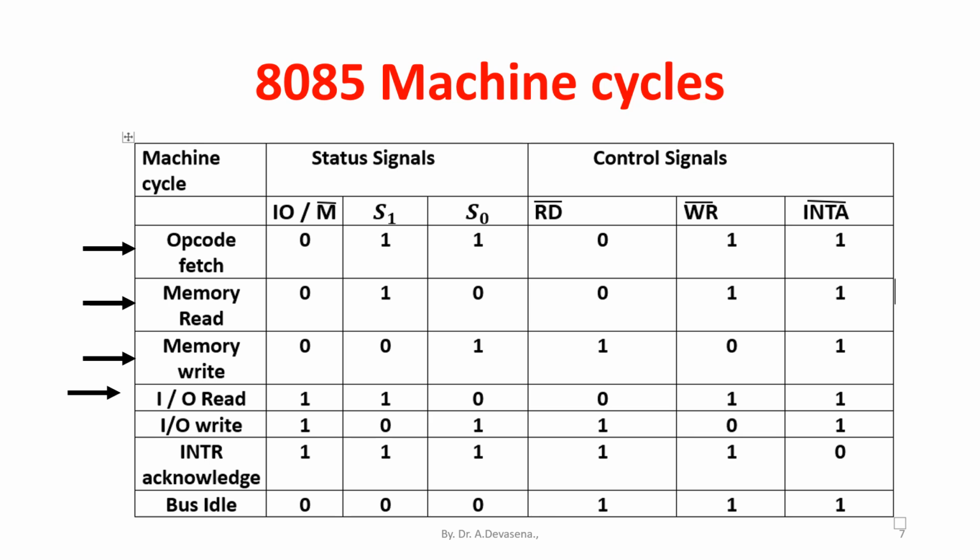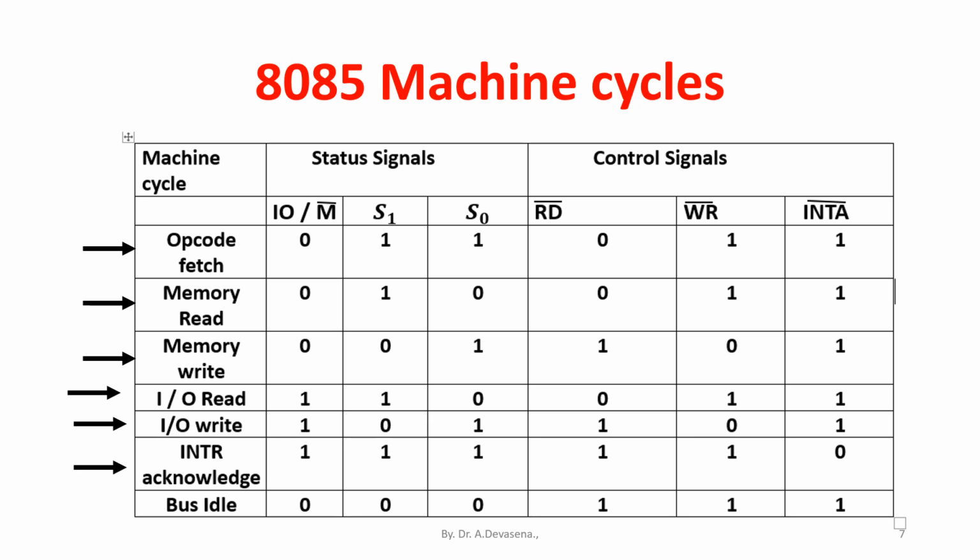For write operation, IO write, IO/memory bar should be 1, S1 should be 0 because we are going to perform a write operation, and read bar should be 1 because for write operation, write bar should be 0 because it is an active low signal. Interrupt acknowledge bar should be 1.